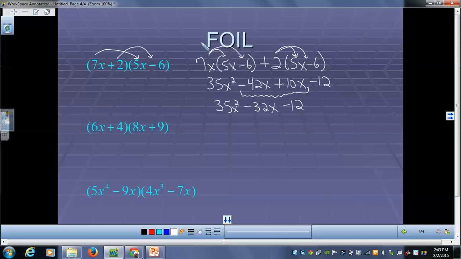Now, if you just do your distributive property, FOIL doesn't mean anything different. Okay, you don't have to remember FOIL. All right, just remember the distributive property. So let's take a look at our next example here.